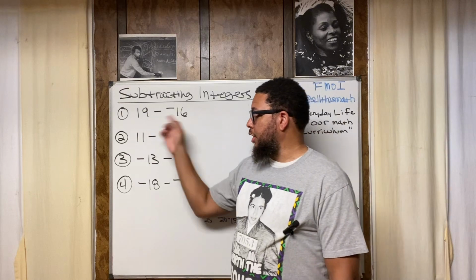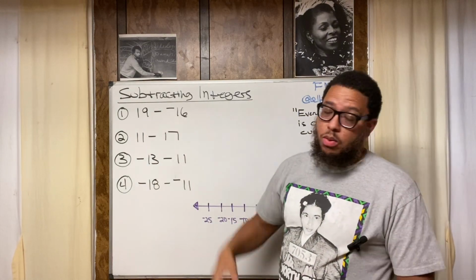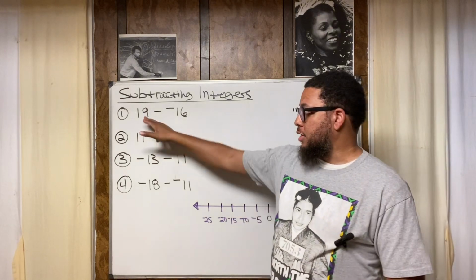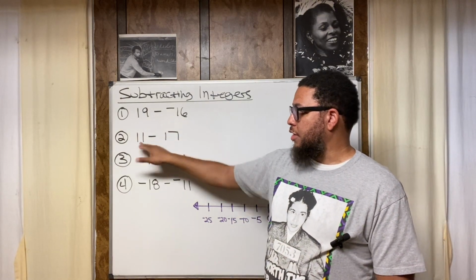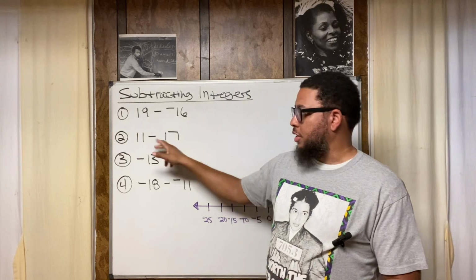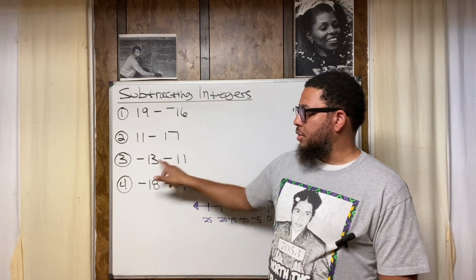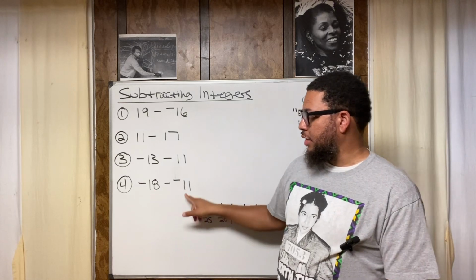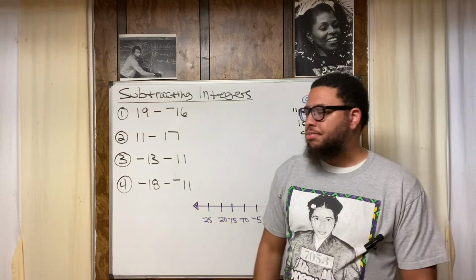All right. So all of these numbers are integers. 19 is an integer, negative 16. Oh, and integers can be positive or negative. Positive 19, negative 16, positive 11. This is technically a positive 17, even though you're subtracting it. Negative 13, technically a positive 11, even though you subtracted it. Negative 18, negative 11. These are all integers.